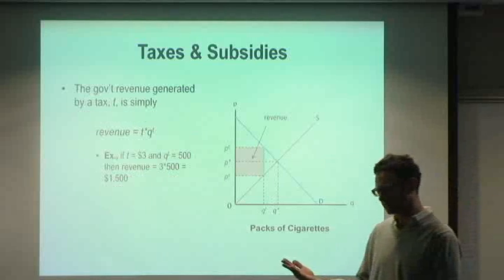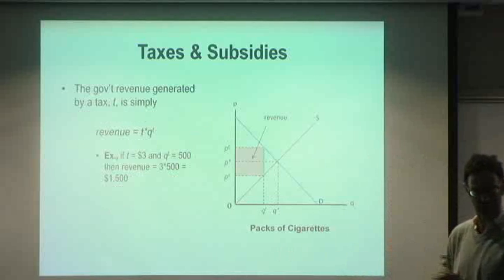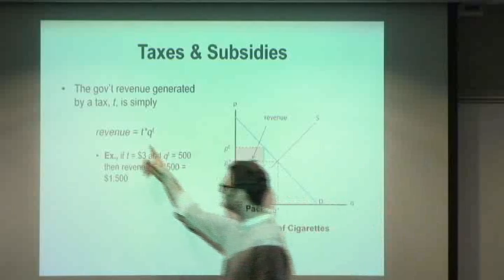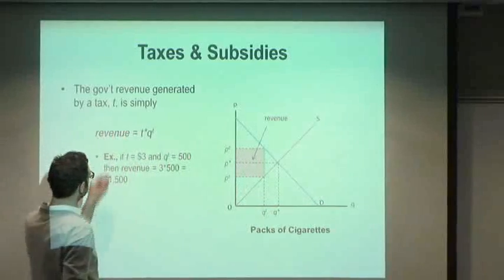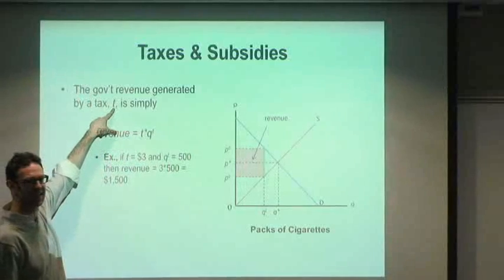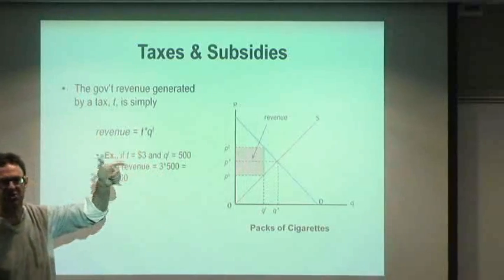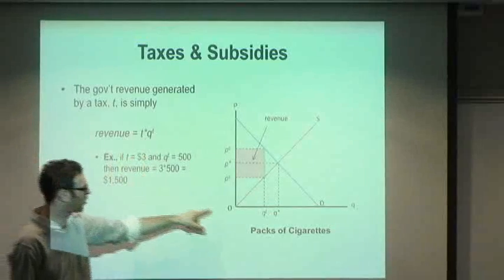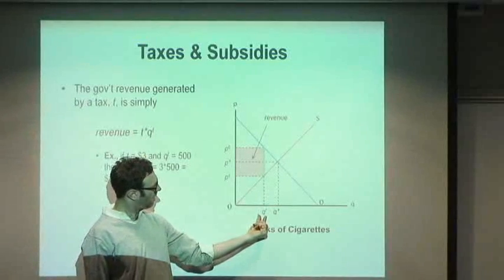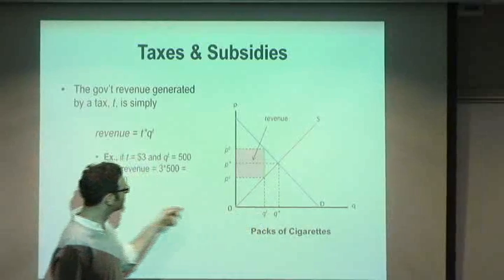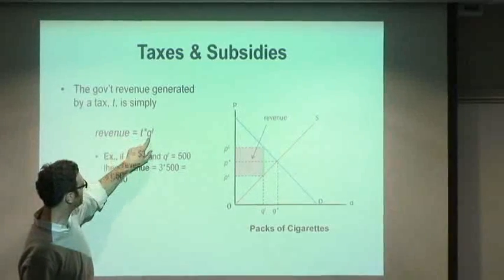Governments levy taxes so they can collect tax revenue to pay for public goods and services. The way that we calculate tax revenue is just the tax rate itself, which I abbreviate as T. So in our example, T was $3 a pack, times QT, which is the quantity of packs sold post-tax. So revenue is just T times QT.